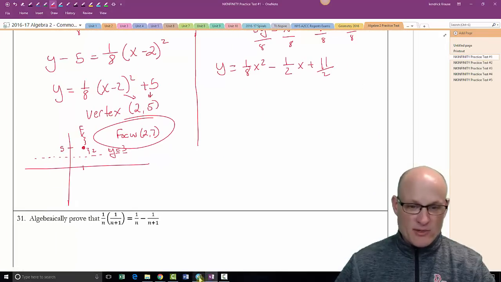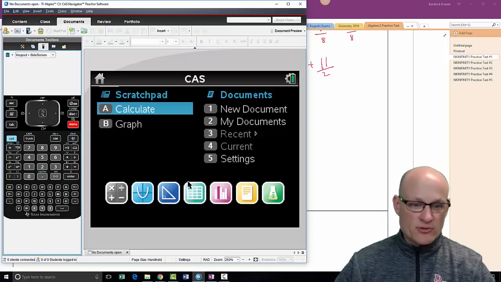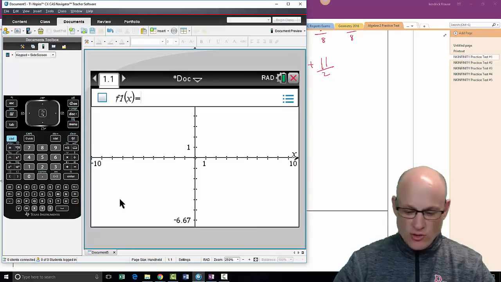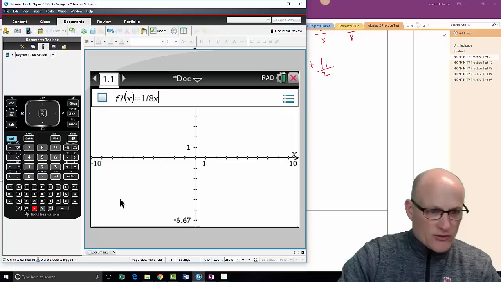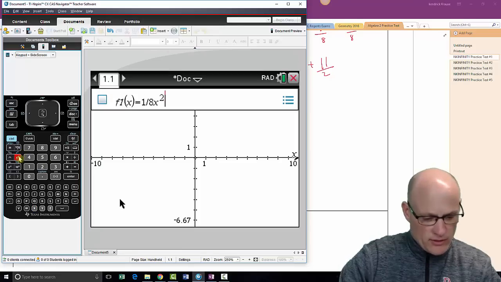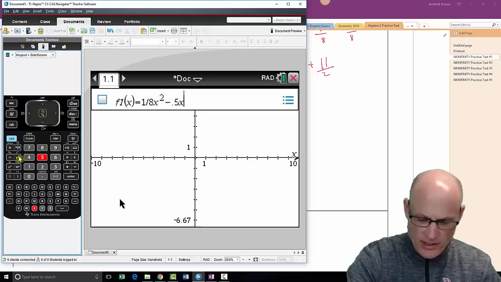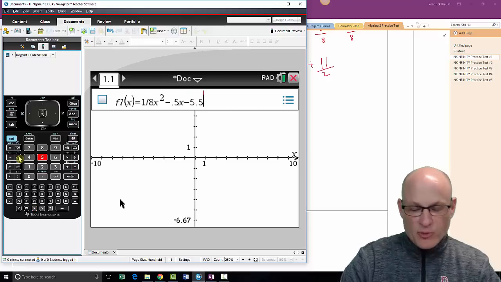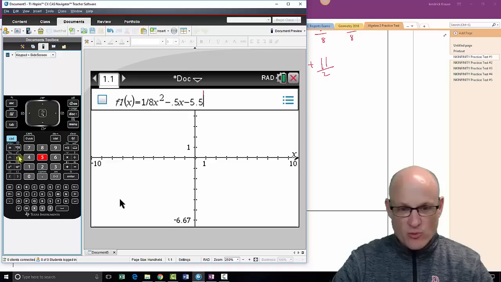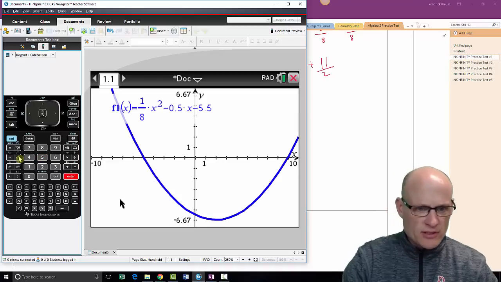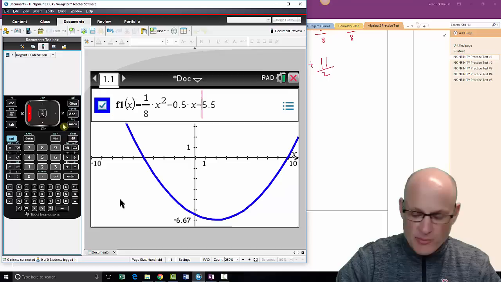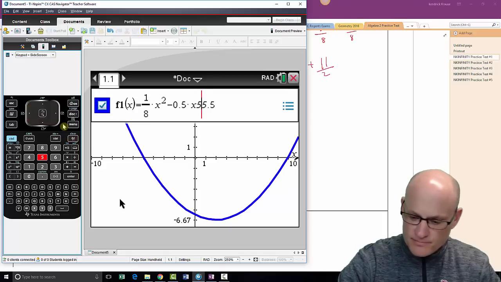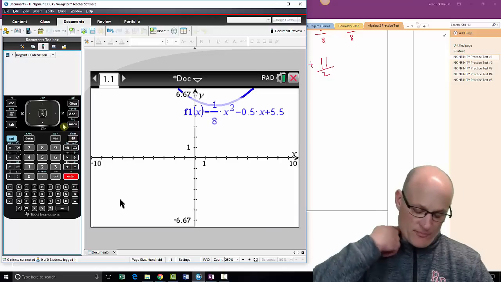And then what am I going to do? Well, I'm going to graph this thing. So I'm going to go to my calculator. Menu. Oops, just graph. So 1 divided by 8x squared minus 0.5x minus 5.5. Now I just put it in as decimals. You can put them in as fractions if you want. It's just easier with decimals. Enter. Oops, I didn't type that in right. It's plus 5.5. So hit tab, hit the up arrow, boom, boom, boom. Sorry about that. This should be plus. All right, so there's my equation.